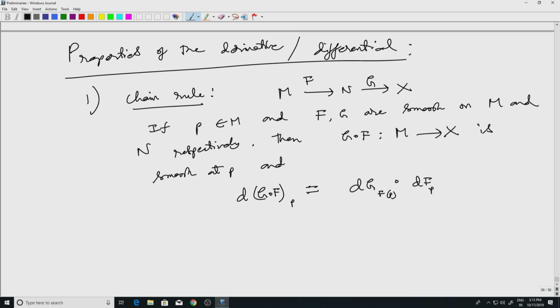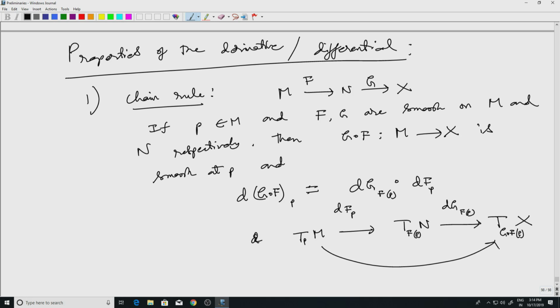Now there are three tangent spaces as well: T_P M, T_{F(P)} N and T_{G∘F(P)} X. This derivative is DG at F(P), this derivative is DF at P, and what we are saying is that composing this DG with DF at the appropriate points is equal to D(G composed with F) at the point P, which is a linear map from here to here.